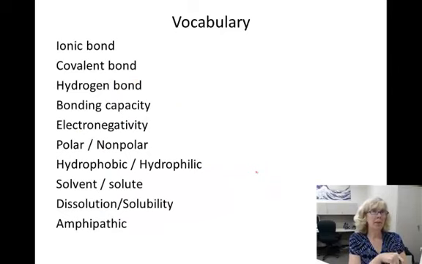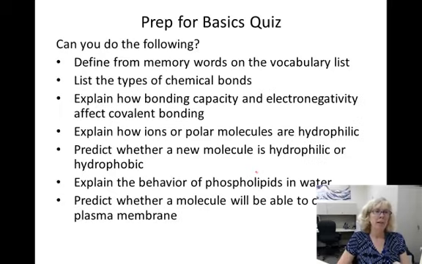This is a list of the vocabulary words you should be comfortable with before moving forward. And here are some good questions you should know the answers to, to study for the basics quiz.